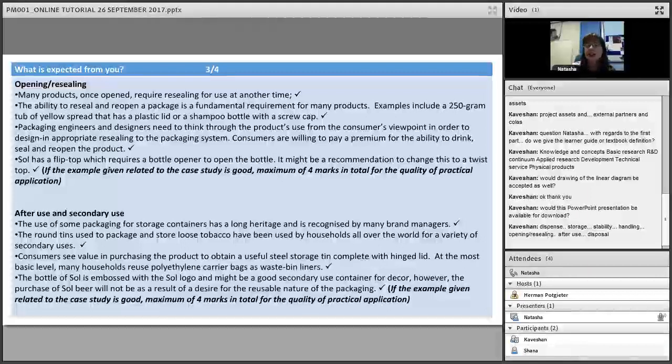That is something that you need to be able to see and consider when you're discussing this particular part of the theory. After use and secondary use, think about tins that you've purchased, let's say cereal. I've been guilty of it, I'm sure you have as well, or your family, where you think, oh, this is such a fantastic container. I will buy this particular product because I like the container. Think about that from your own experience when you combine the theory to the practical part of this aspect.